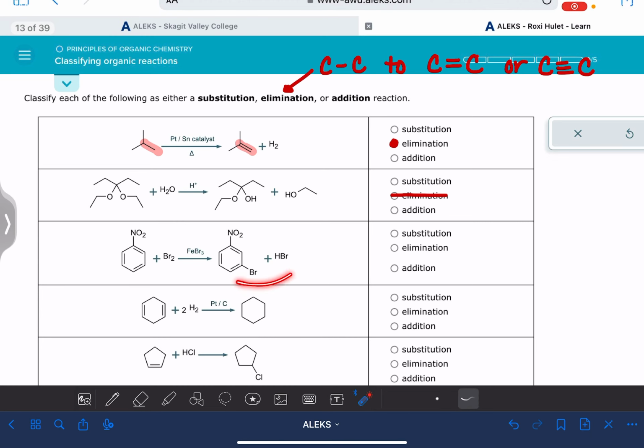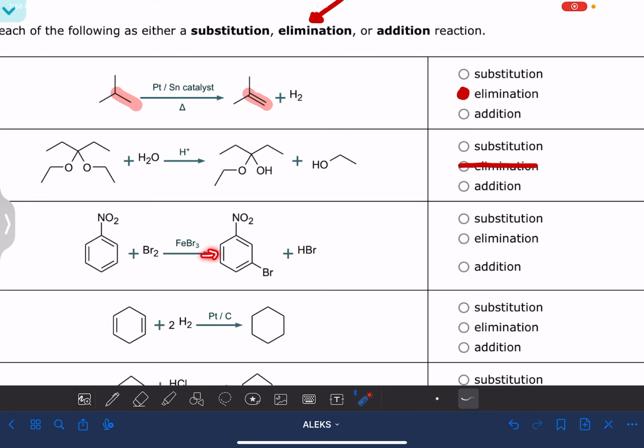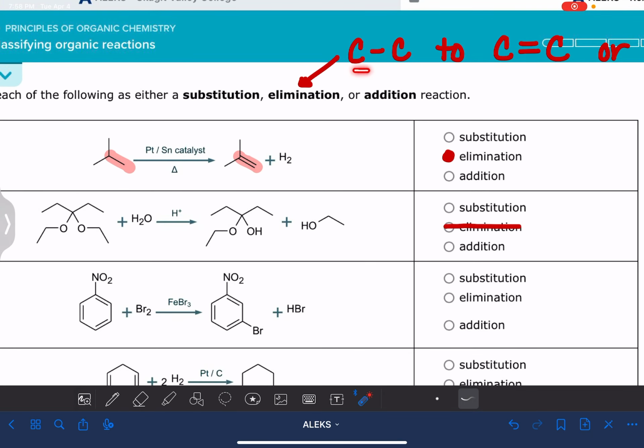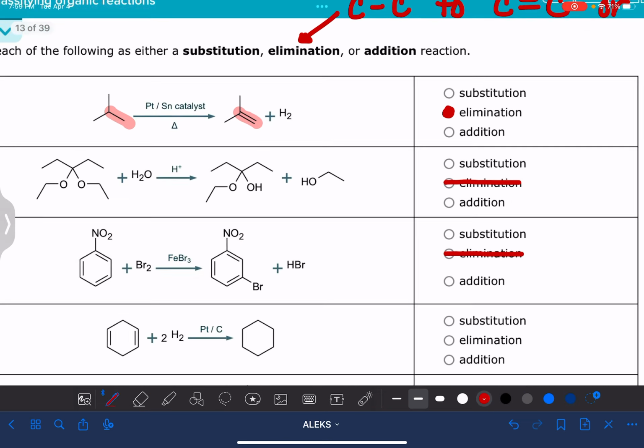Let's take a look at this one. We're looking again for double bonds or triple bonds. We've got double bonds all over the place in this molecule, but that doesn't necessarily mean that this is an elimination reaction. Elimination is when we convert a single into a double. Was this double bond always there? Yes, it was. What about this one? Always there. So in this molecule, we're not creating double bonds. They were always there the whole entire time. This is not an elimination reaction.